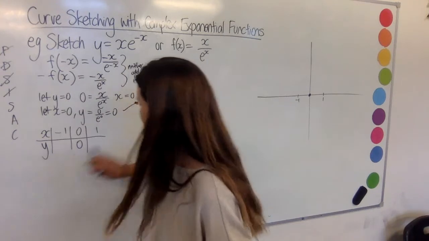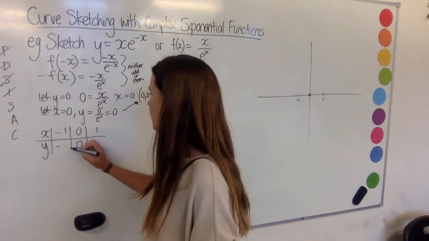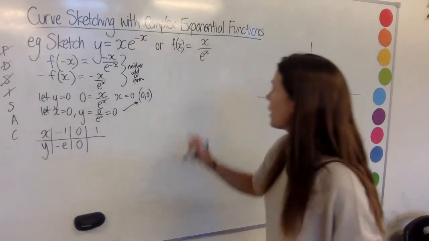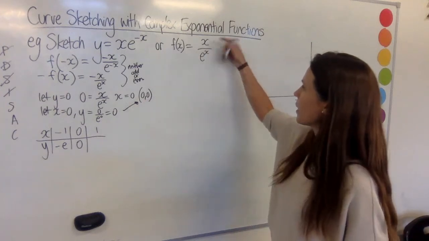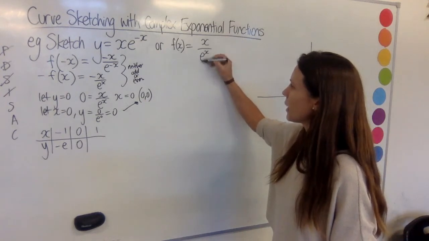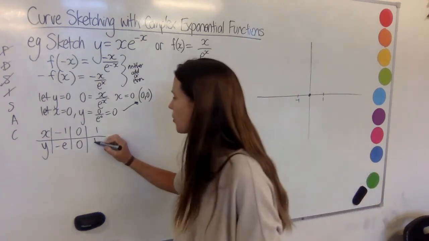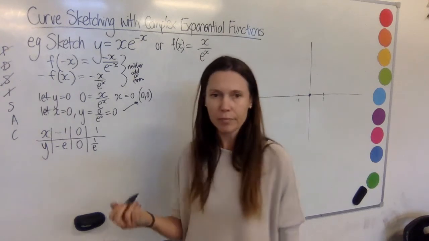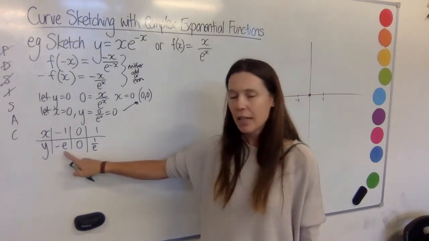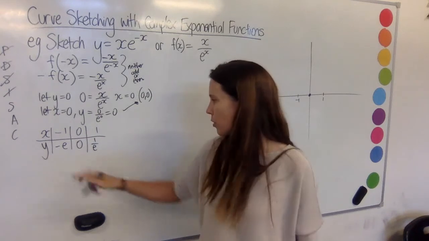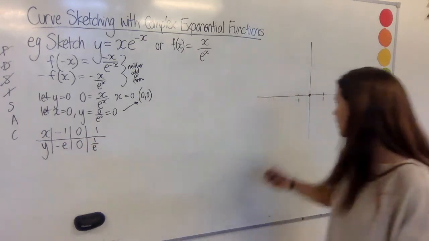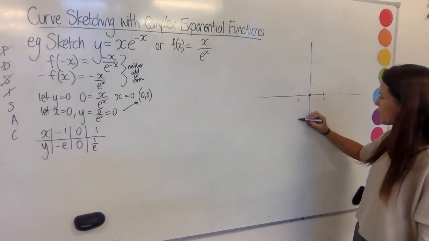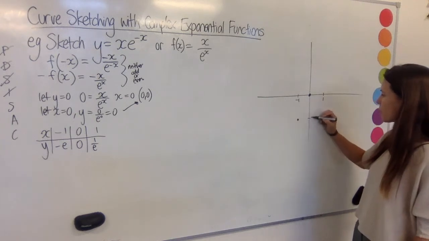I'm going to get rid of that to save board space. I've got minus e. And if I sub 1 in up here, I'm going to have 1 over e to the power of 1. That'll be 1 over e. Now, quick thinking, e is around about 2.7 or so. So this point minus e, minus 2.7, it gives me some scale here. This is minus e.